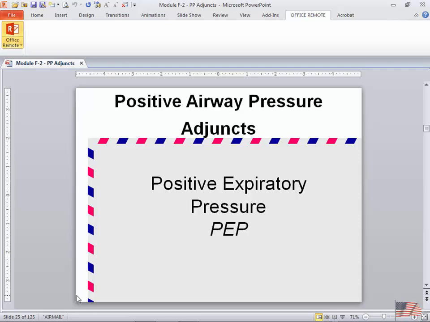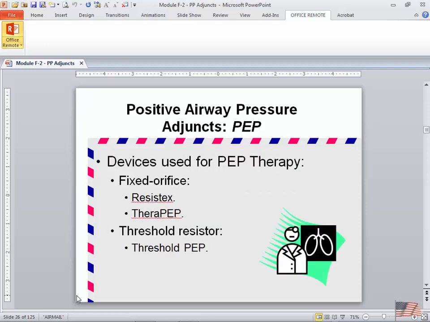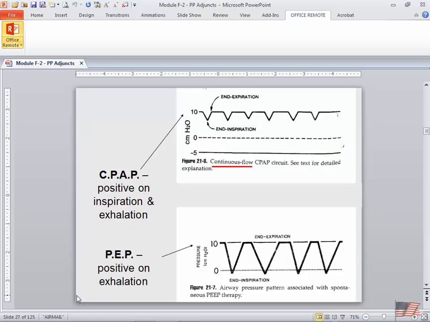Theirs isn't. So let me move on then to the second positive pressure adjunct, which is the use of what we're going to call PEP therapy. Not PEEP, PEP, positive expiratory pressure. Two different classifications. There's a fixed orifice style device, and there's one that's got a threshold resistor, and we'll talk about each of them in turn.